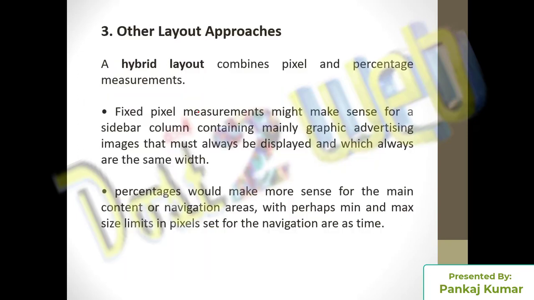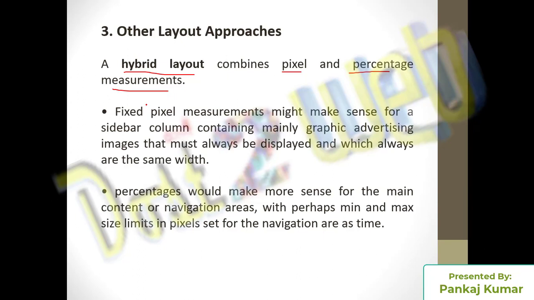Next, we have seen the two different layouts, and we have seen that there are some advantages and some disadvantages. When you have the disadvantages, how do you overcome them? To overcome that, we have another layout approach called the hybrid layout. In the hybrid layout, a combination of pixel and percentage measurements is used, so both problems get resolved easily.